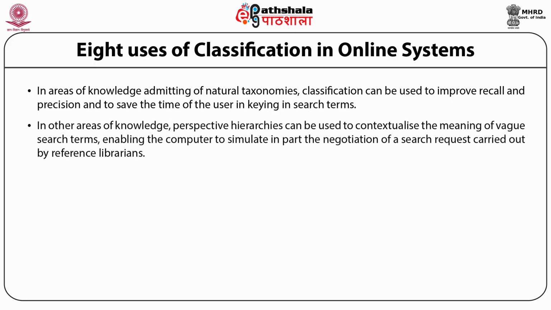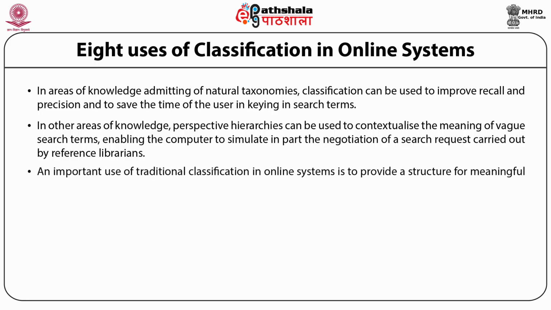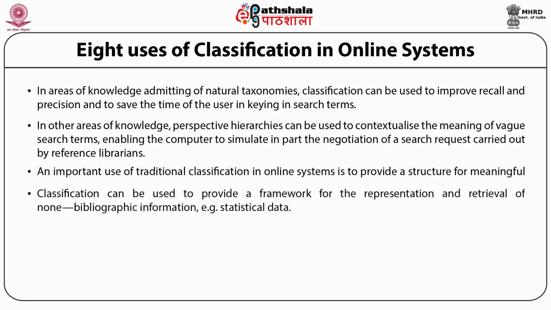In other areas of knowledge, perspective hierarchies can be used to contextualize the meaning of vague search terms, enabling the computer to simulate in part the negotiation of search requests carried out by reference librarians. An important use of traditional classification in online systems is to provide a structure for meaningful browsing. Classification can be used to provide a framework for the representation and retrieval of non-bibliographic information, for example, statistical data.